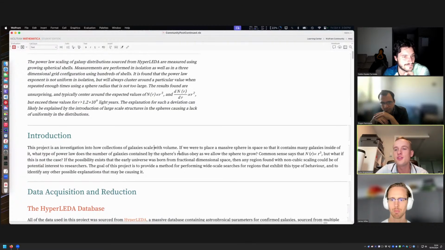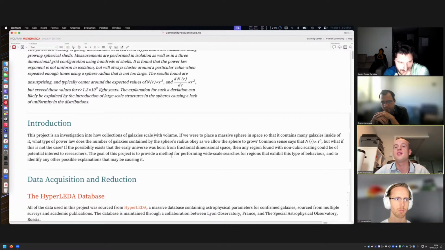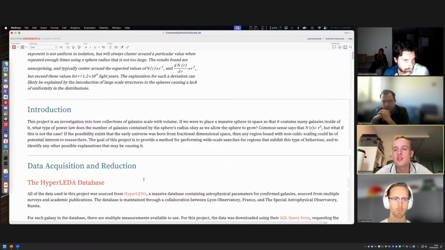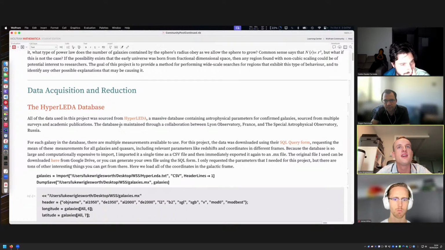Yeah, so I was a student at Wolfram Summer School in June and July this summer. And the project I worked on was basically finding a way to measure how distributions of galaxies scale with volume. I did that using hundreds of expanding spheres. I'll talk more about that, but I'll start off with my data set, because that was half of the project, just getting that up and running.